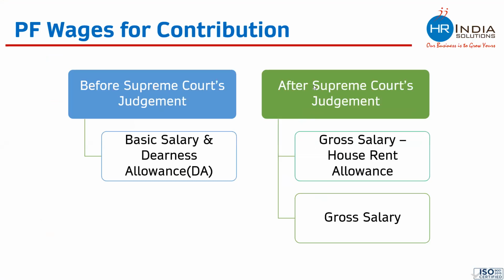So we have discussed this before. Before the Supreme Court judgment, we used to calculate PF on basic salary and DA only. But now after the Supreme Court judgment, we consider the gross minus HRA or the gross salary. Calculating PF on the entire gross salary by capping it to a maximum of 15,000 is the best way to calculate the PF. Nobody is going to question you, right? So this is the PF wages for contribution of the PF amount.